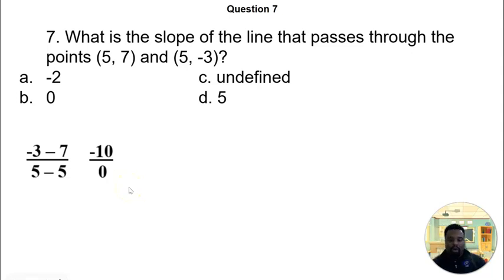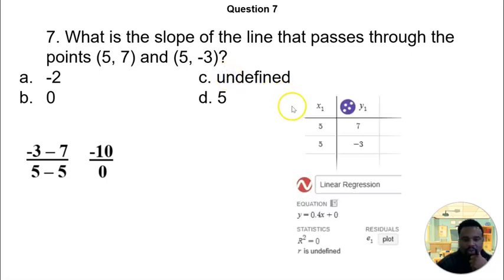But look, I have a 0 in my denominator. Anytime you have 0 in your denominator, it's going to be undefined. We could plug this in another way. We put these points as a table in our Desmos and add our regression. Once we do that, notice, yes, it gives a slope here, but look at here. R is undefined. We don't know what R is, which is our slope. We don't know what the slope is. And so therefore your answer is going to be C, undefined.